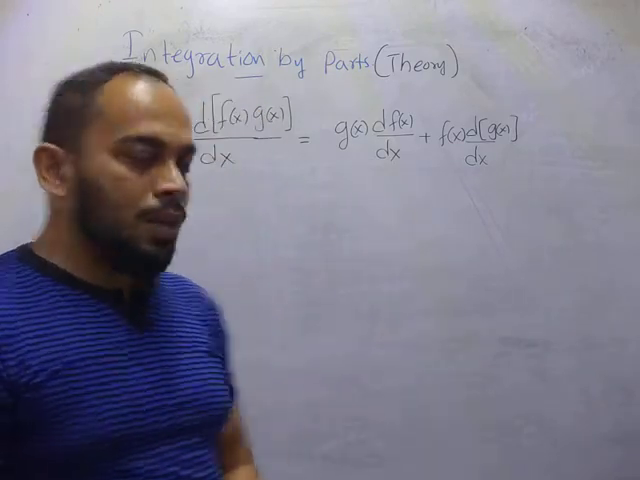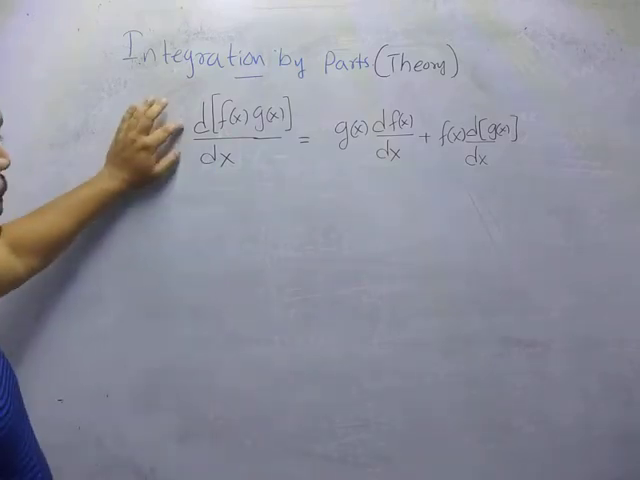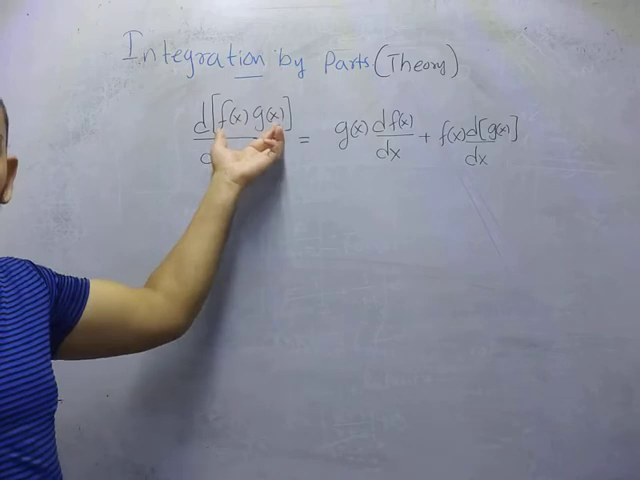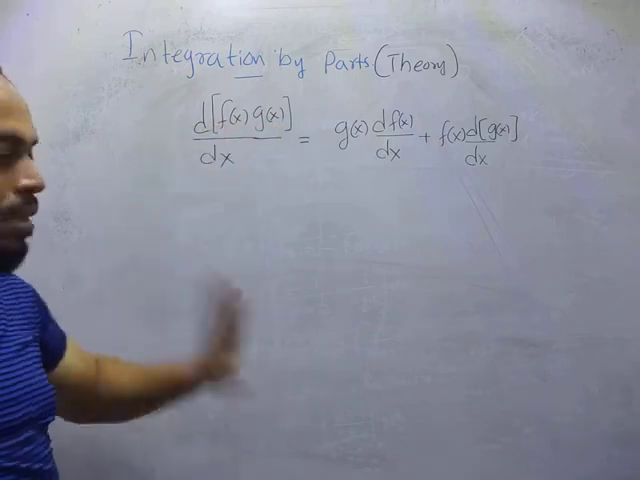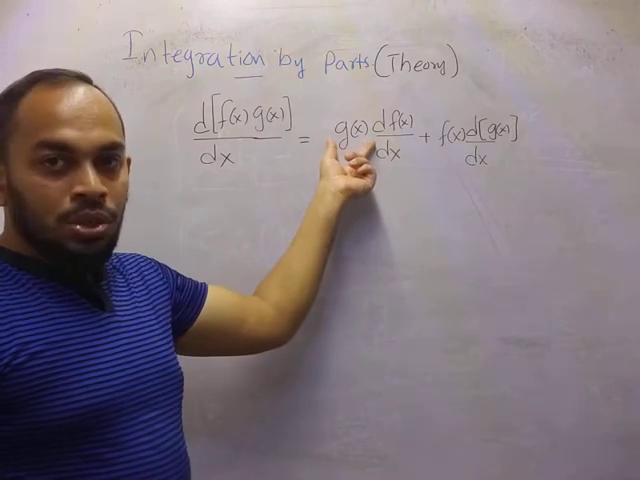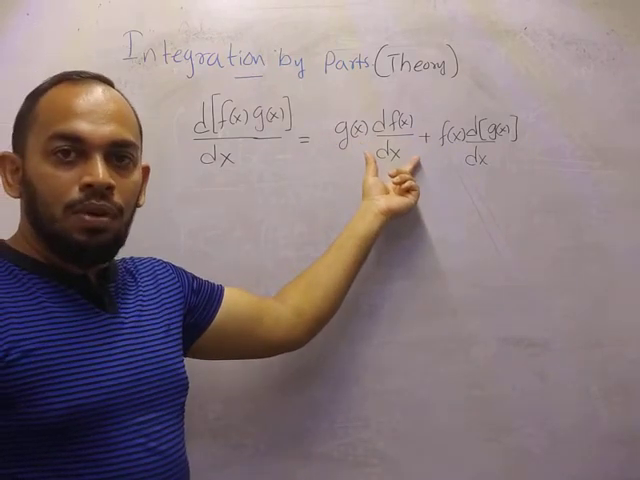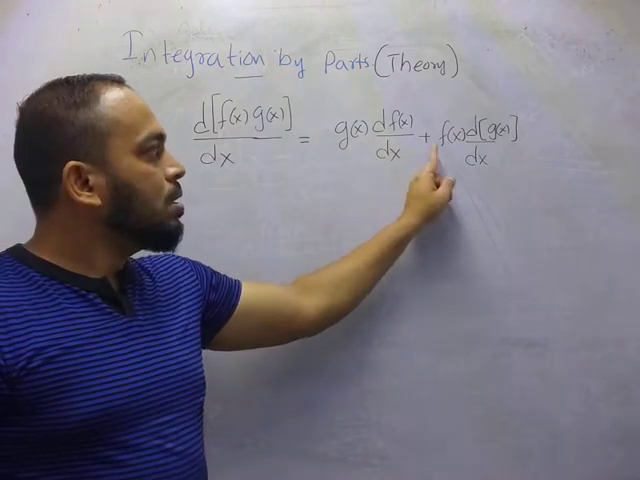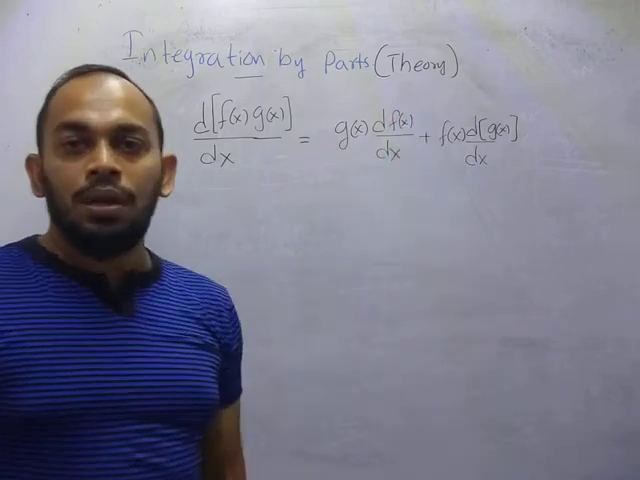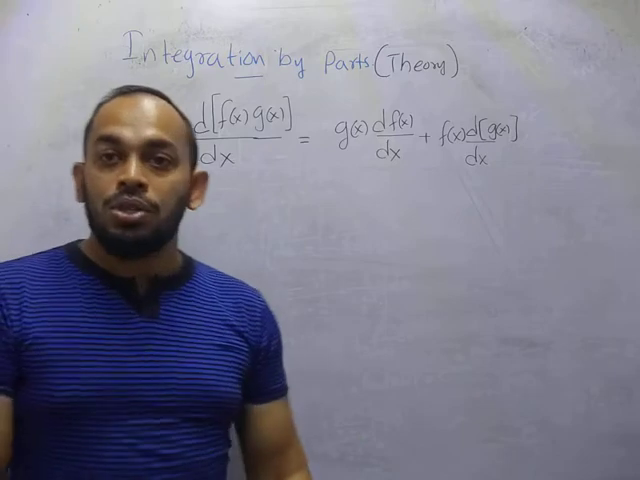So what is the product rule? If you revise the product rule, the derivative of f(x) into g(x), a product of two different functions of x, is equivalent to one function multiplied by the derivative of the other function, plus the other function multiplied by the derivative of the first function. Okay.